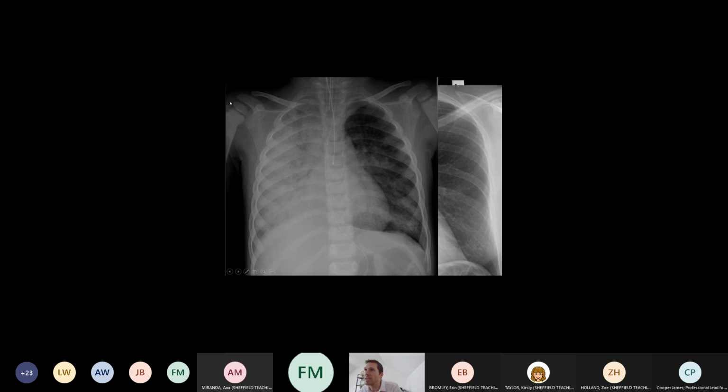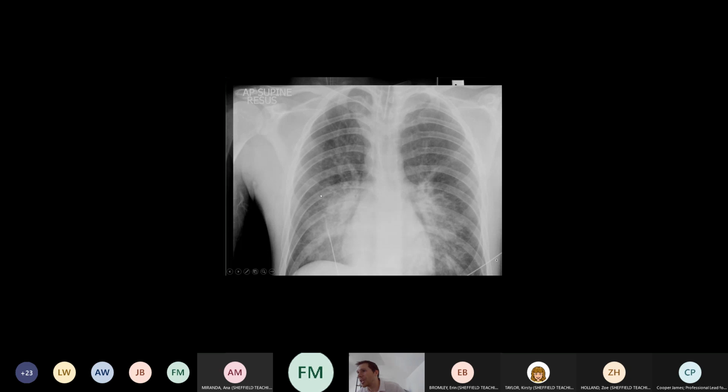This is a child. You can see the epiphyses have not fused, the heads of the humerus. Almost certainly this is due to a chest infection that's probably started in the right lung. It's overtaken the right lung and it's spread into the left lung as well. So this is a bilateral pneumonia, most likely in a child.